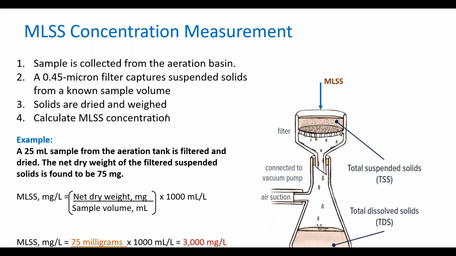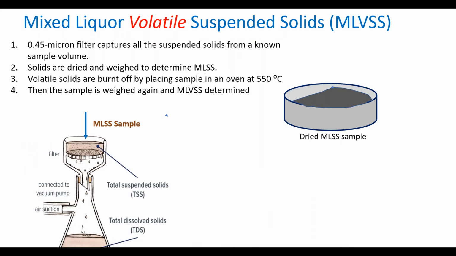Now there's another step to get the MLVSS. The next step would be to take the dried MLSS solids and heat them in an oven to 550 degrees Celsius, and the volatile solids will burn away, leaving behind the non-volatile solids that are ash. Remember, the volatile solids are probably about 70% of the total solids. So 70% have burnt away, and remaining is about 30%.